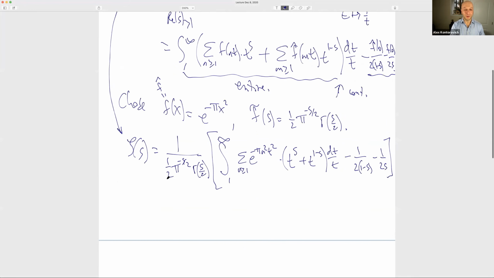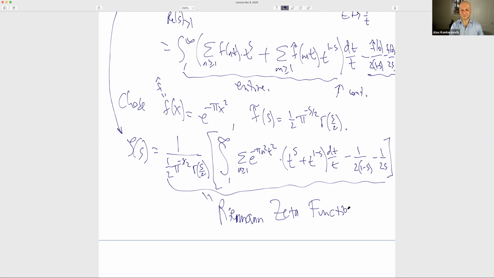This is the Riemann zeta function. That's why it has Riemann's name on it. Riemann zeta function. Okay? Not because it looks like a Dirichlet series, but because this is now meromorphically continued to the entire complex plane.